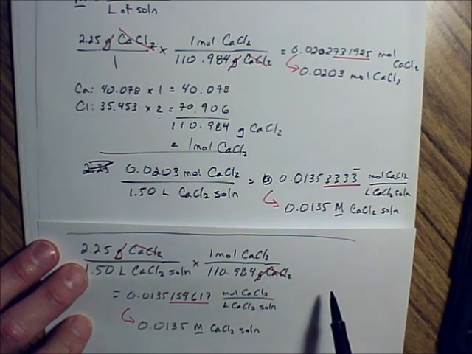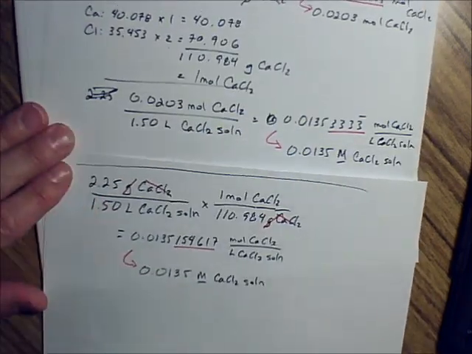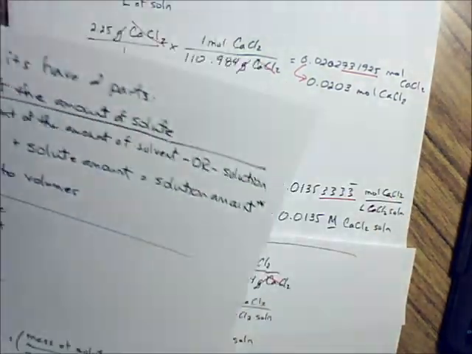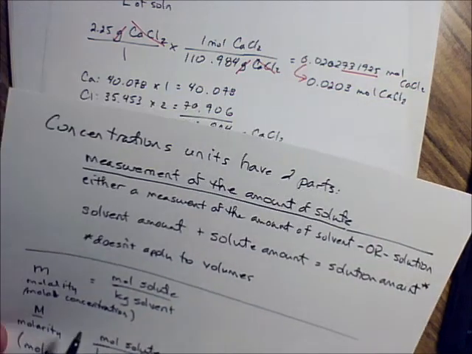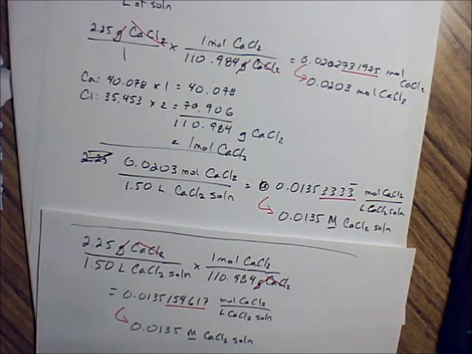All right. So calculating concentration is just a matter of knowing what you need and finding a way to get to whichever of these concentration units you're trying to find. All right? Does that make sense? Anybody have a question?